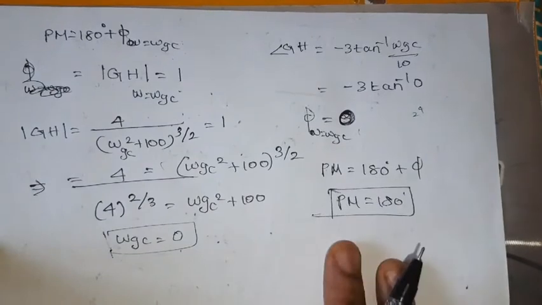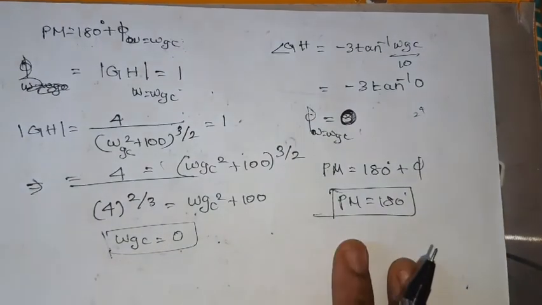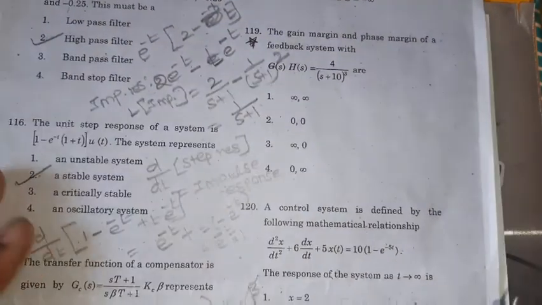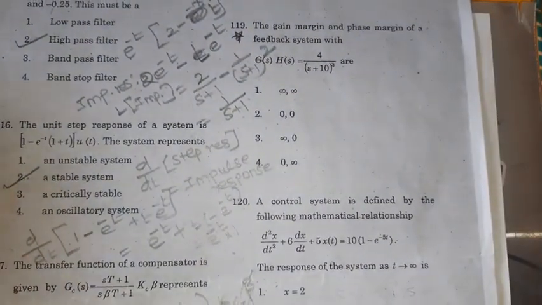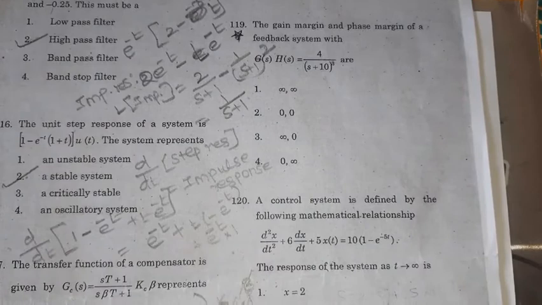We will get some phase margin value. So this is the concept behind the problem to solve this: find out the gain margin and phase margin.